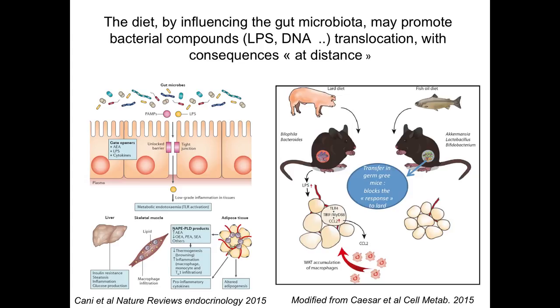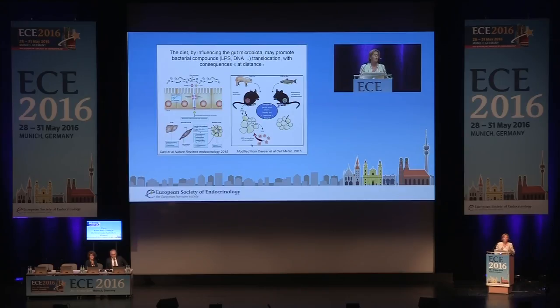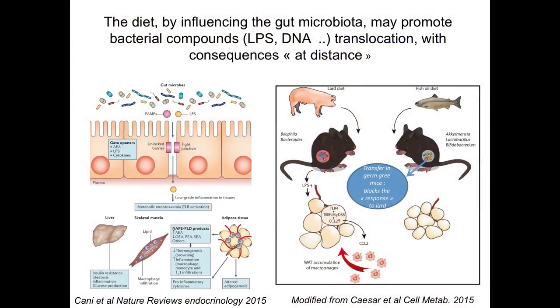And one of the consequences is the translocation of the lipopolysaccharides inside the blood, which increases only twofold, but it is sufficient to create inflammation and metabolic disorders at a distance, like in the adipose tissue, in the muscle, but also in the liver. A recent paper has shown that not all fatty acids play this role of disturbing the gut barrier. This is an elegant study performed by the group of Frederick Backhed, showing that when you give a high-fat diet, which is mostly rich in saturated fat, you create, for sure, obesity and metabolic disease, and you also have some changes in the gut microbes in favor of some bacteria like Bilophila or Bacteroides, which promote the translocation of LPS.